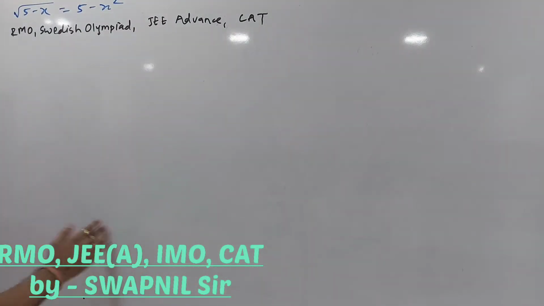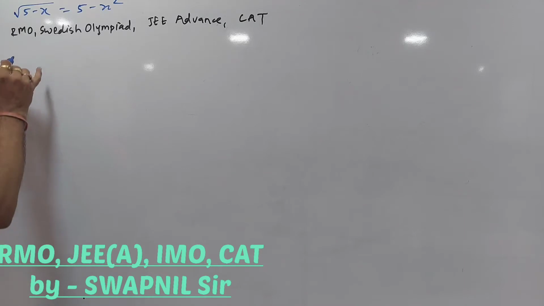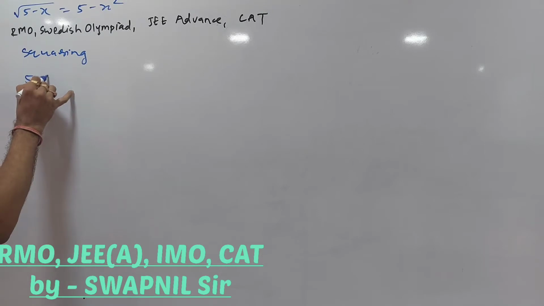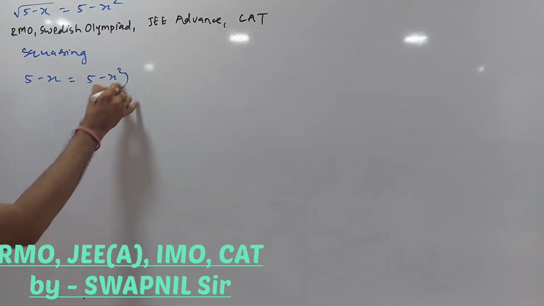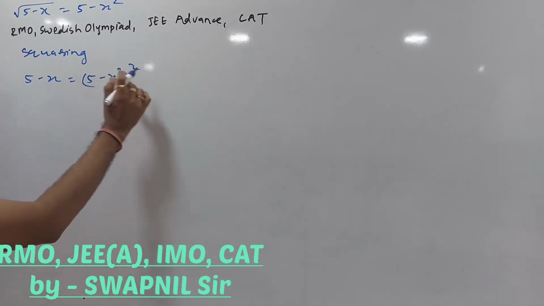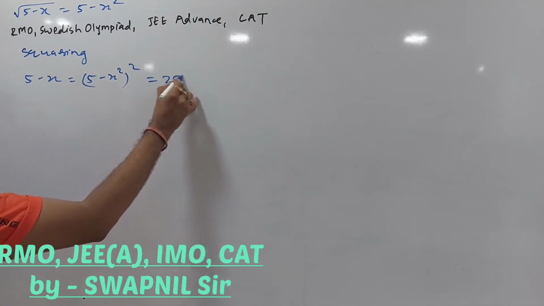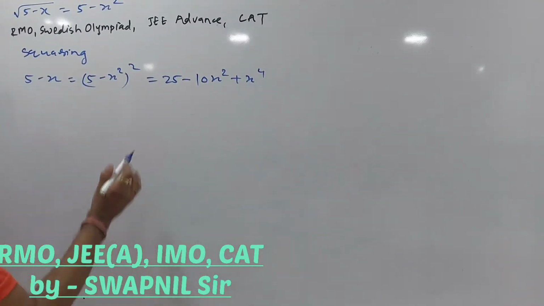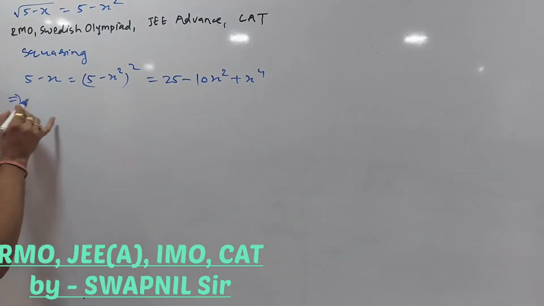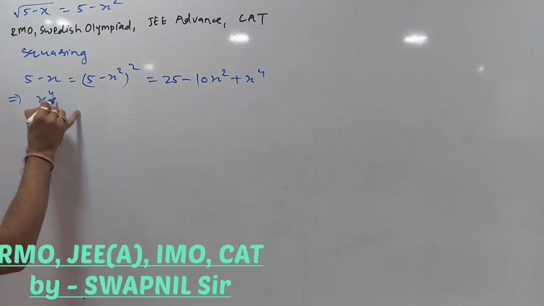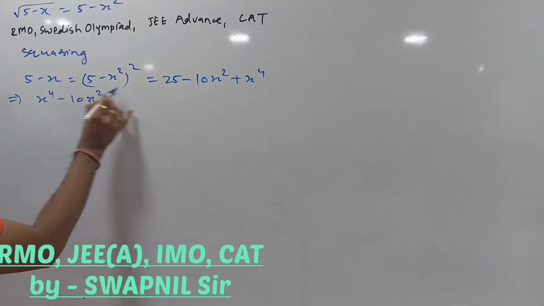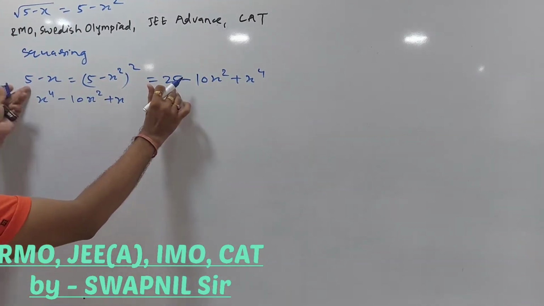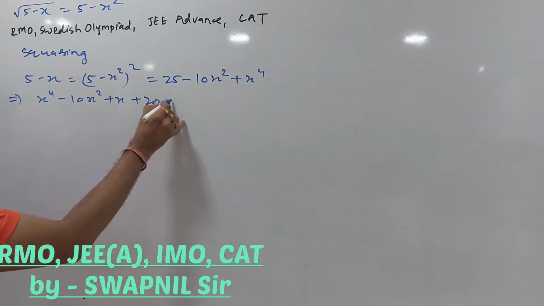First step, I hope everyone got that we have to square both the sides. So it gives me 5 minus x is equal to (5 minus x square) the whole square. When I square this, it gives me 25 minus 10x square plus x power 4. Bringing to one side, it gives me x power 4 minus 10x square, and then minus x goes to the other side, plus x. 25 minus 5 is 20. Plus 20 is equal to 0.